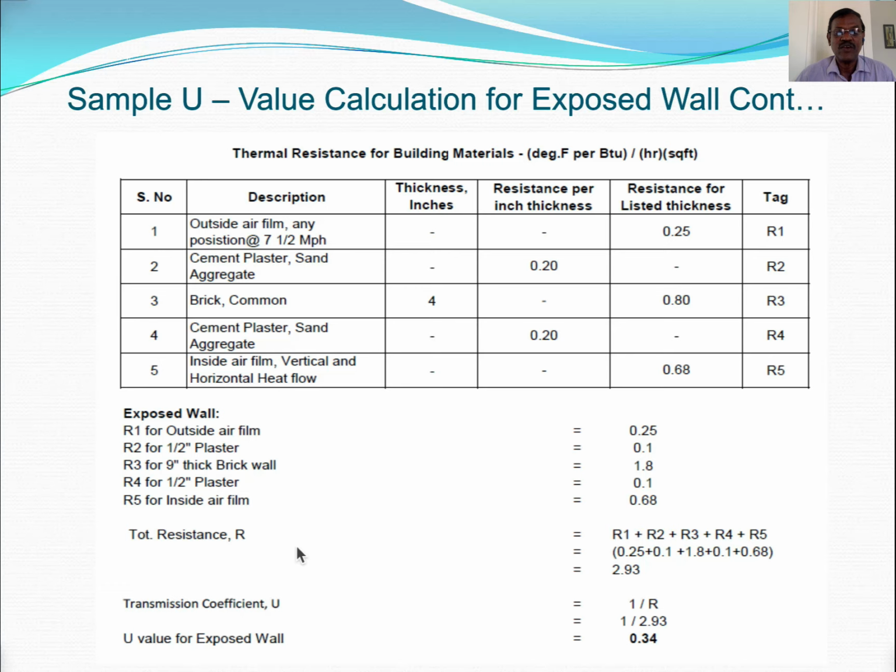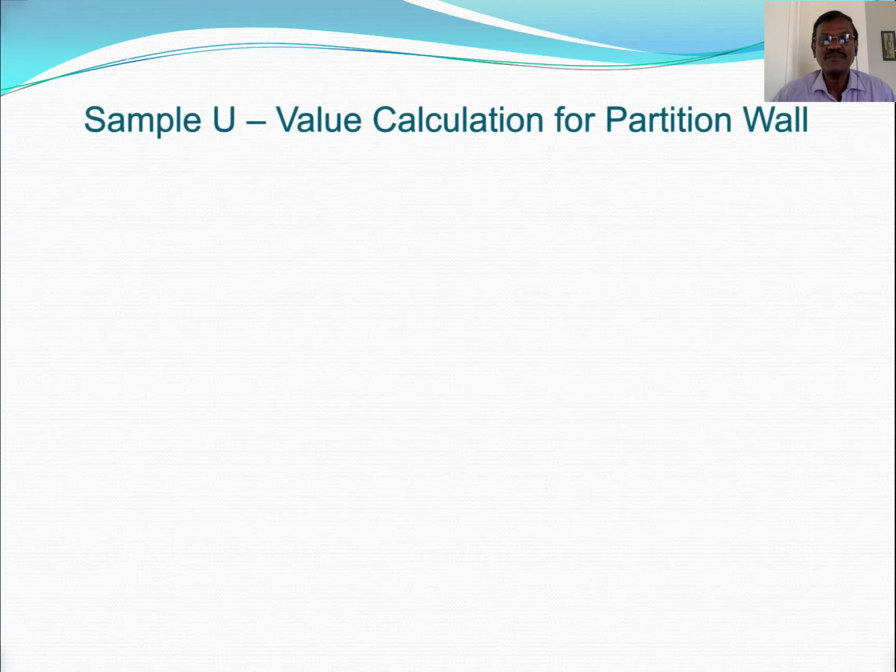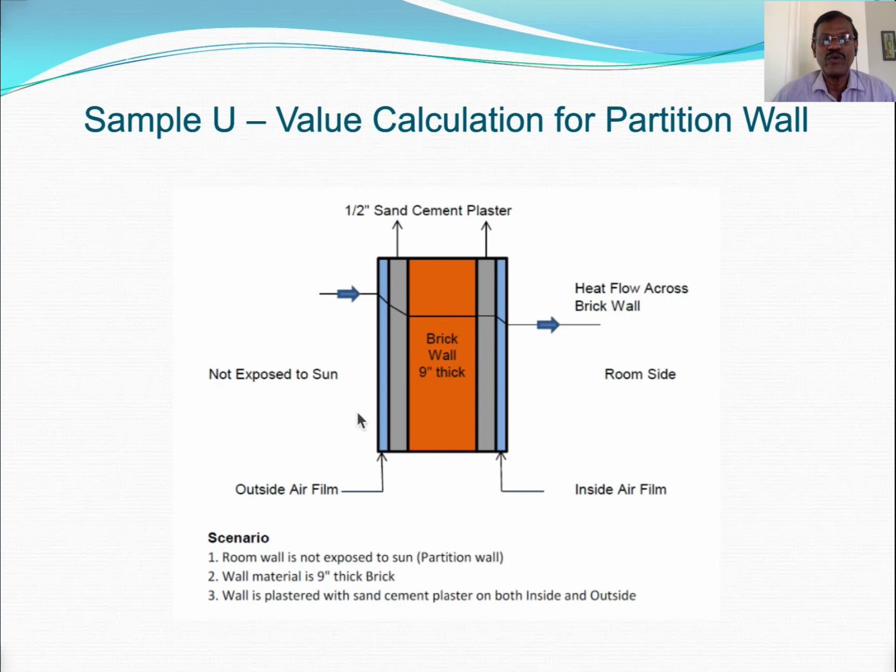Now we will talk about the partition wall. In the partition wall, the only difference is the heat flow remains the same because the construction of the wall remains the same. Instead of being exposed to sun, it is not exposed to sun. There may be some other non-AC room on this side, so it is going to be like room side air only. That is the only difference between exposed wall and partition wall.